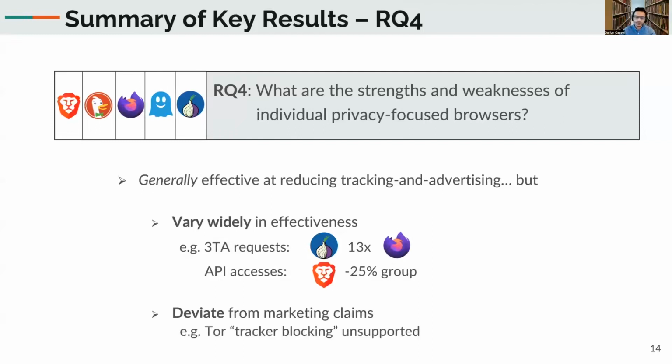What we also found concerningly is that there were several privacy-focused browsers that deviated from what they said in their marketing claims. For example, the Tor browser in its marketing claims claimed to be able to do tracker blocking. However, we found that this claim was unsupported because at the time of our study, the Tor browser did not actually include any ad or tracker blocking plugins.